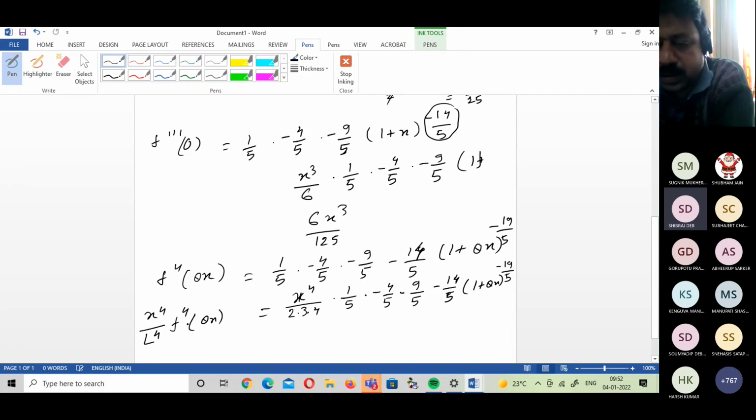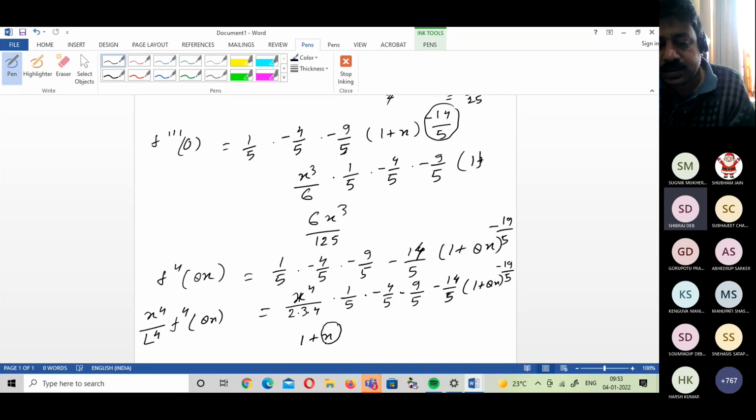Why is it not 0 plus theta x? The function is 1 plus x, na? The series can also be obtained from the binomial theorem for any index, n into n minus 1 by 2 factorial. But why is it essential to write that, that you are stopping there? It may be Lagrange's, it may be Cauchy's also.